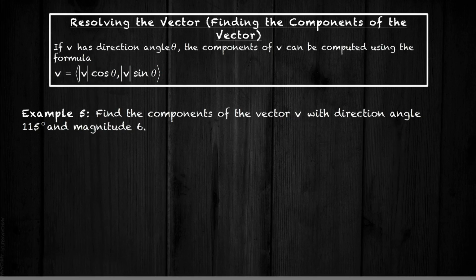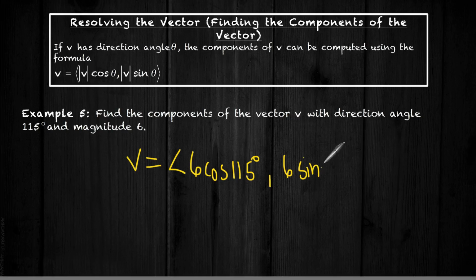So for example 5, very easy and quick problem. It says find the components of the vector v with the direction angle 115 degrees and magnitude of 6. So you've got the magnitude and you've got the angle. So this is very simple. 6 cosine of 115 and 6 sine of 115. And I know what you're thinking. Is that it? Yes, that's it. That's all you have to do. If you want to get a decimal equivalent, you can type that in your calculator and you can get the decimal equivalent. Matter of fact, let's go ahead and do that real quick.